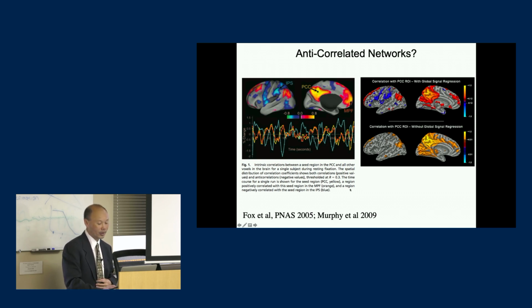Now, these data were obtained with global signal regression, and later on, Kevin Murphy from the NIH pointed out that that's all fine and good, so you can obtain these nice anti-correlated networks if you do global signal regression. But if you don't do global signal regression, you don't really see these anti-correlated networks. All right? And so the question was, are these anti-correlated networks simply an artifact of your processing?